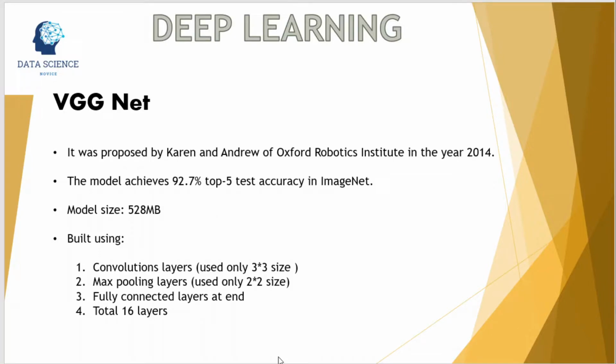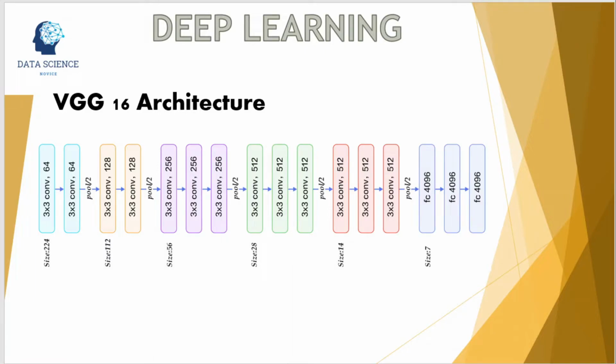Next, we are going to talk about VGG16. Here, VGG stands for Visual Geometry Group, and 16 means it contains 16 layers. VGG is a convolutional neural network architecture. It was proposed by Karen and Andrew of the Oxford Robotics Institute in the year 2014. It was submitted to the Large Scale Visual Recognition Challenge 2014, and the model achieved 92.7% top 5 test accuracy in ImageNet.